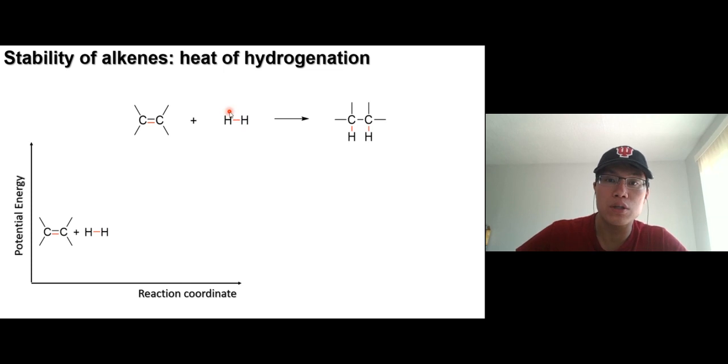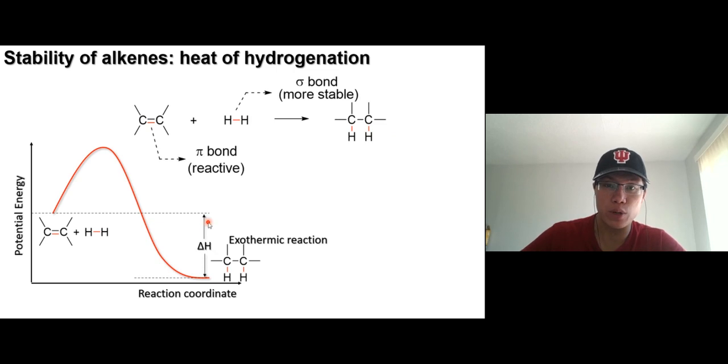We add two hydrogens onto an alkene, make it an alkane. We call this reaction hydrogenation. Hydrogenation means adding, so add hydrogen onto an alkene. So when we measure the heat that is released by this reaction, let's determine the stability of an alkene. Because it's produced right there.